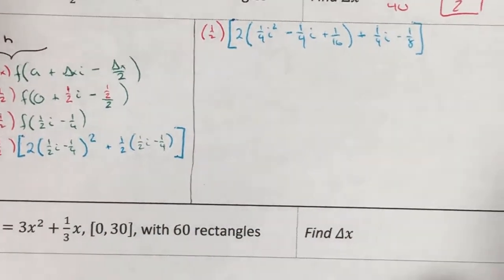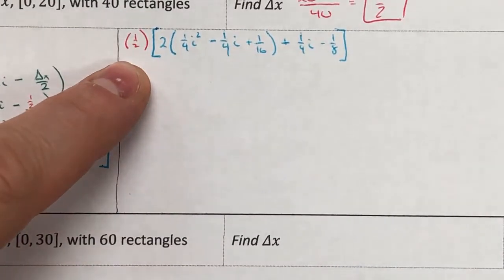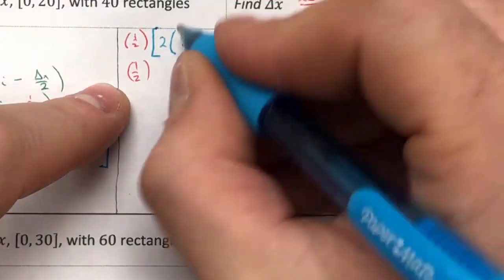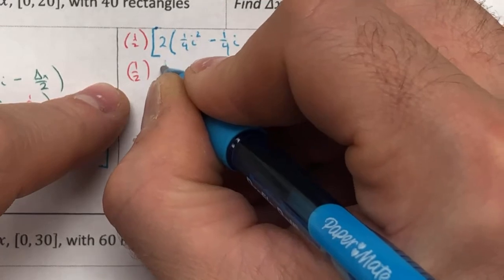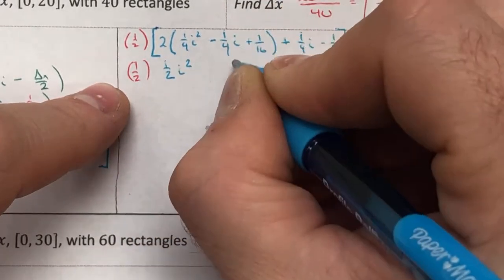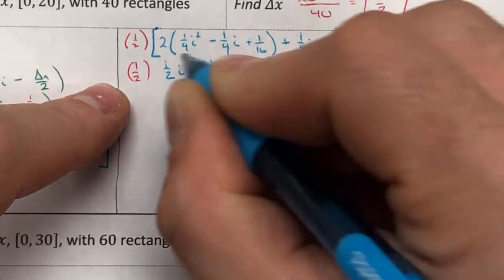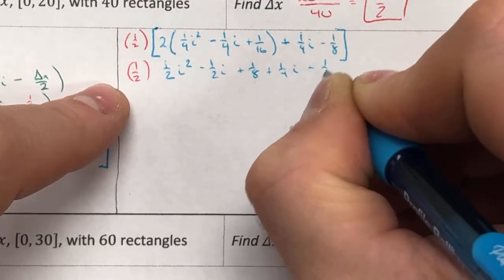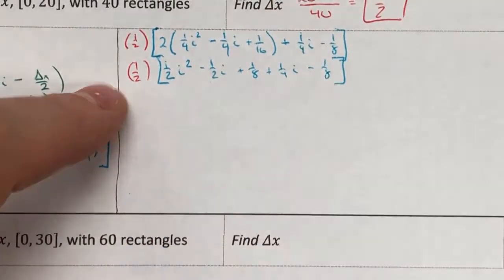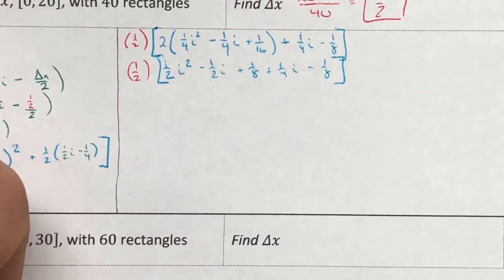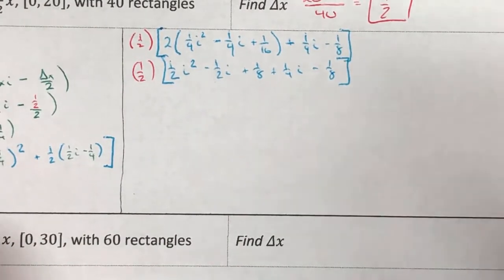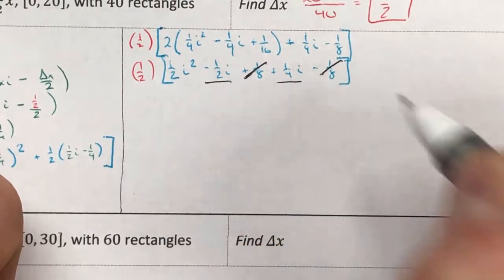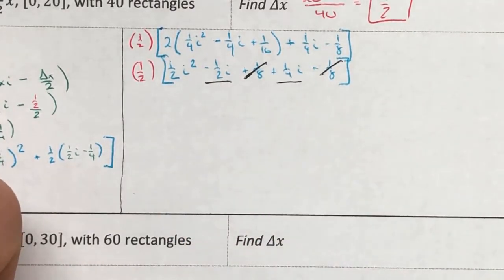At this point, it's just a lot of algebra. So let's go ahead and check this out. I'm going to distribute my 2 into here. So 2/4 is going to be 1/2 i squared. 2/4 is going to be 1/2 i. 2/16 is going to be 1/8 plus 1/4 i minus 1/8. Cool. We get a few things that'll cancel out. Plus 1/8 minus 1/8. And then I'm going to combine these two. So minus 1/2 plus 1/4.